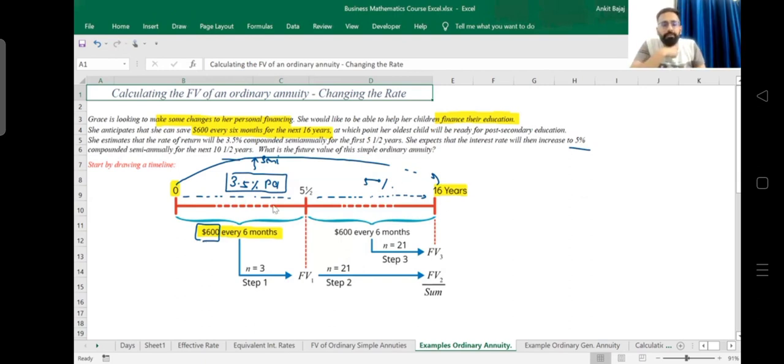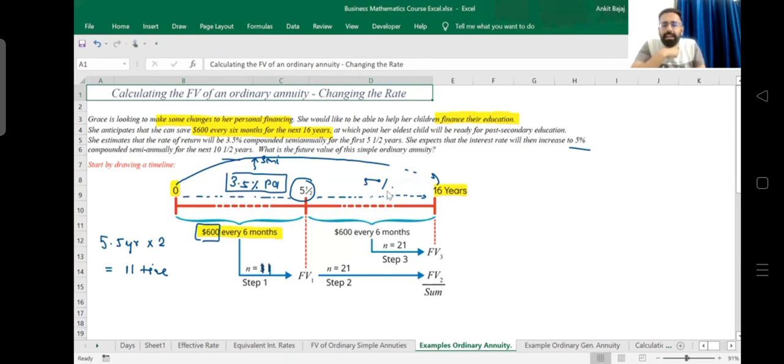So if I talk about the first 5.5 years, how many times will she invest? In 5.5 years, she will be able to invest 2 times in a year, so the total number of investment periods is going to be 11. So here NPER, or N, is going to be 11. It is wrongly mentioned here.